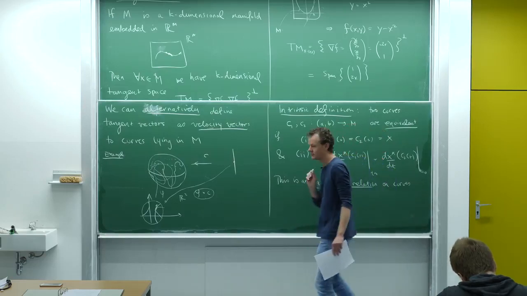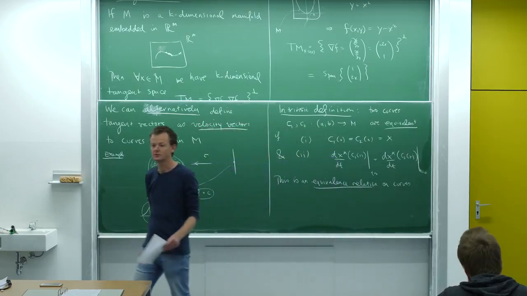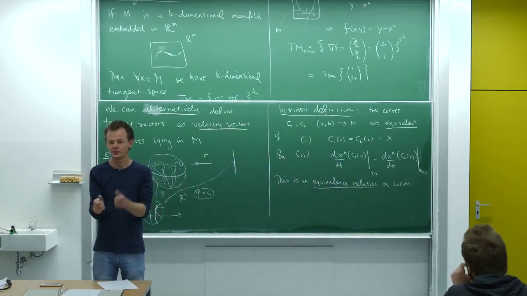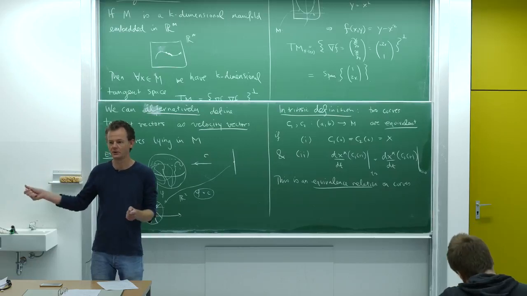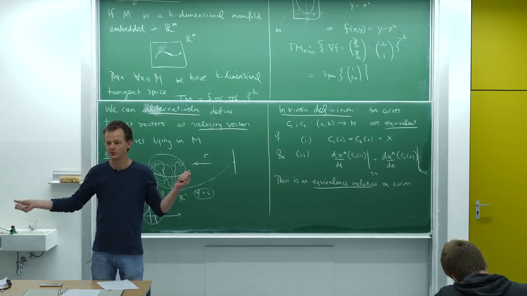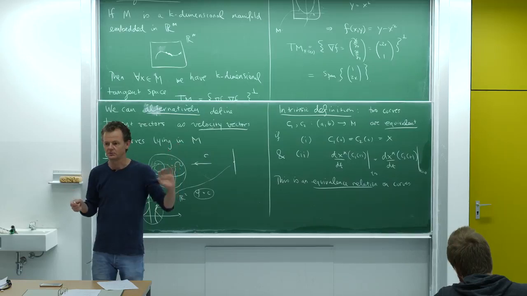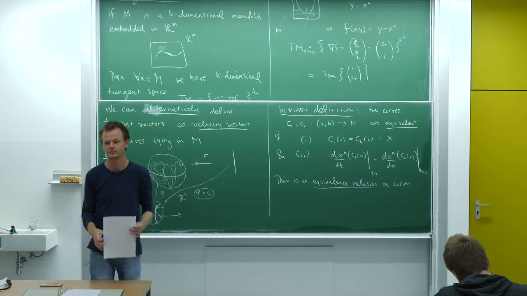You can check that that defines an equivalence relation on curves. One curve is equivalent to another, and then this curve is equivalent to a third one. It implies that C1 is equivalent to C3. It's transitive, reflexive, and so on. You can check all these things.